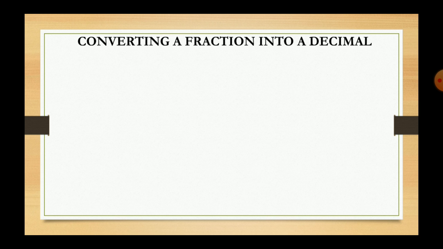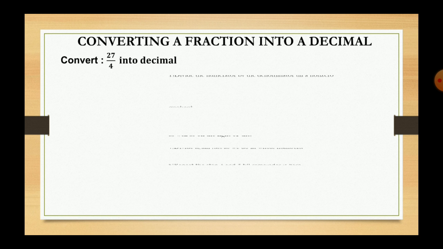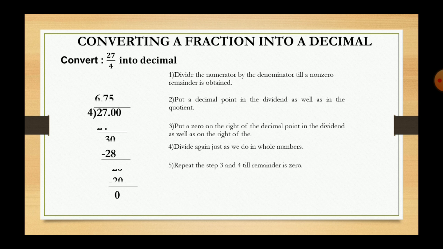Now as we have learned converting a decimal into a fraction, let's learn the vice versa process, converting a fraction into a decimal. Let's take an example. Convert 27 upon 4 into decimal. 27 upon 4 means 27 is divided by 4. Let's divide 27 by 4. So 27 does not come in 4's table. See the maximum number which can be reduced from 27 in 4's table, that is 24.